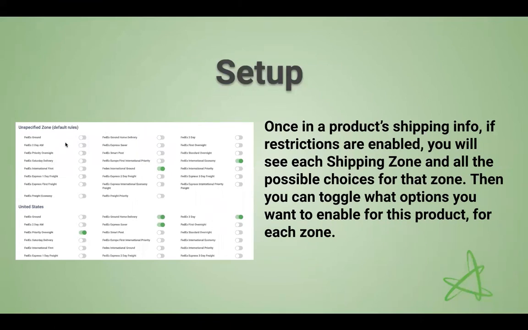And for the unspecified zone, he only wants international ground and international economy. Any of these other options, even if they're available from FedEx, even if FedEx's API returns half of those, our system is only going to show you the two that are flagged here, because that's what we're saying. On a different product, I may have left the main toggle off, which would have just shown everything, right? That's essentially what happens.